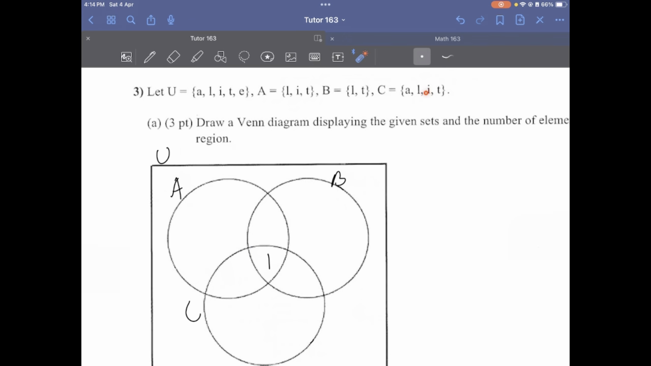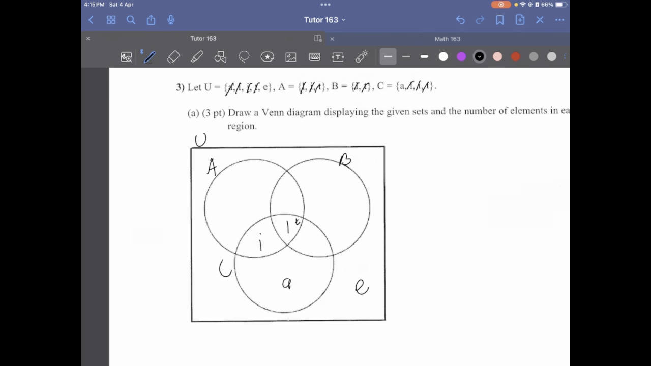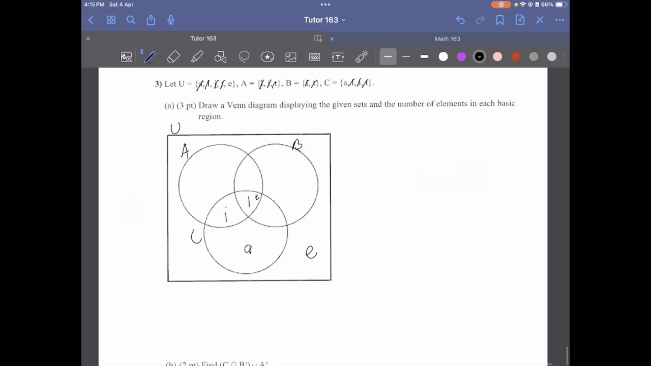I is in A and C. So you can put this right here. L, I. T is in A, B, and C. So put T right there. A is in C. Okay, so we do A, L, I, T. E is on the outside. Okay, so these are numbers.